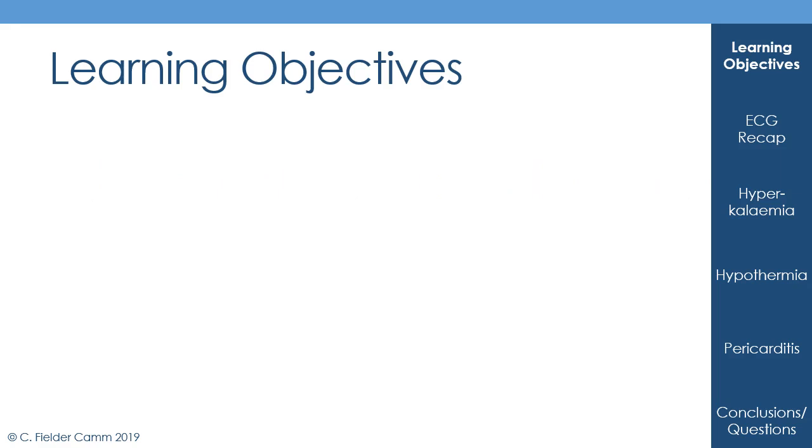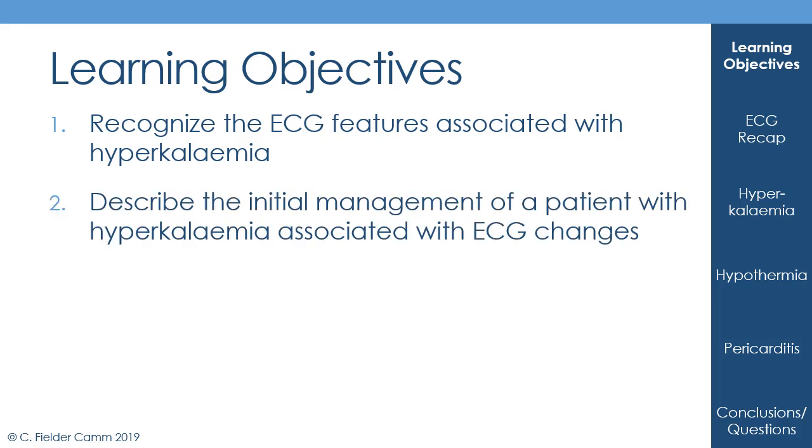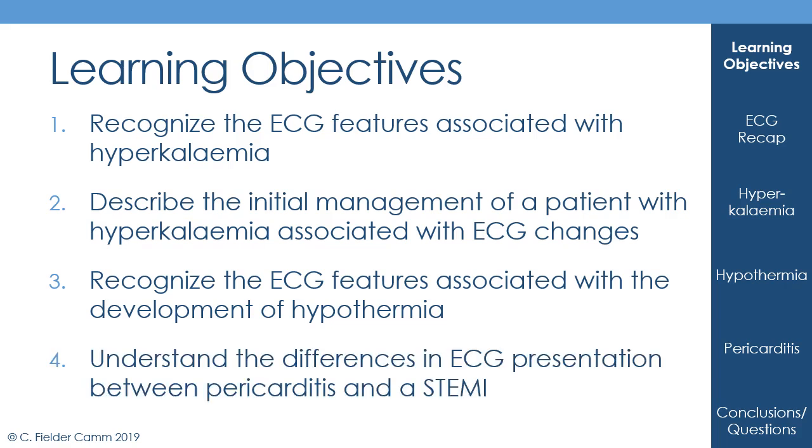So our learning objectives for this lecture are: 1, to recognize the ECG features associated with hyperkalemia, so that's high blood potassium. To describe the initial management of a patient with hyperkalemia associated with ECG changes, to recognize the ECG features associated with the development of hypothermia, and to understand the differences in ECG presentation between pericarditis and a STEMI.